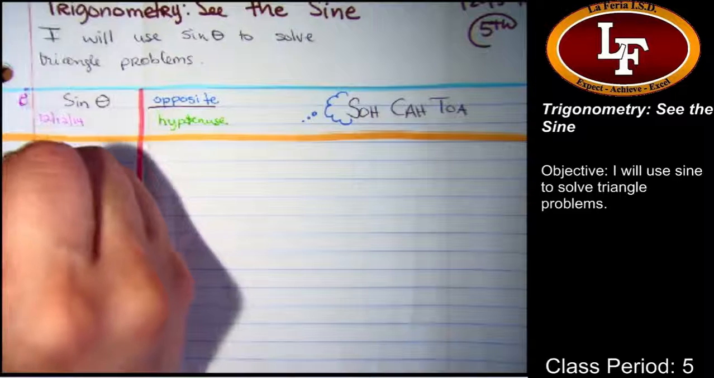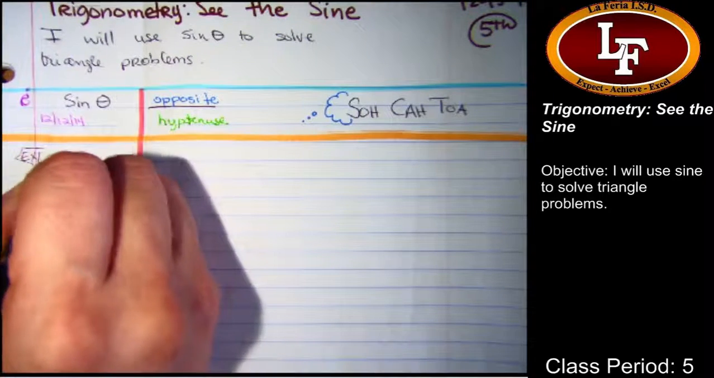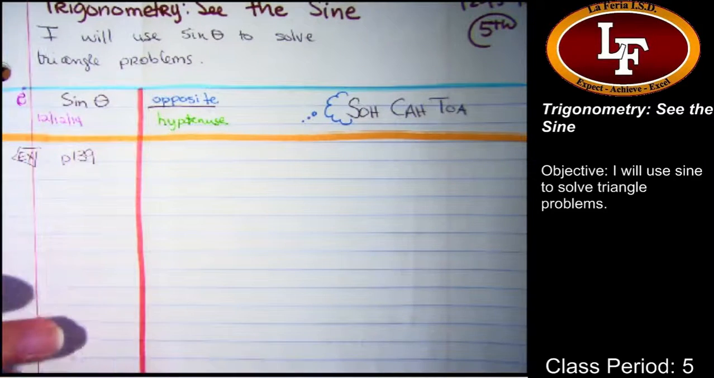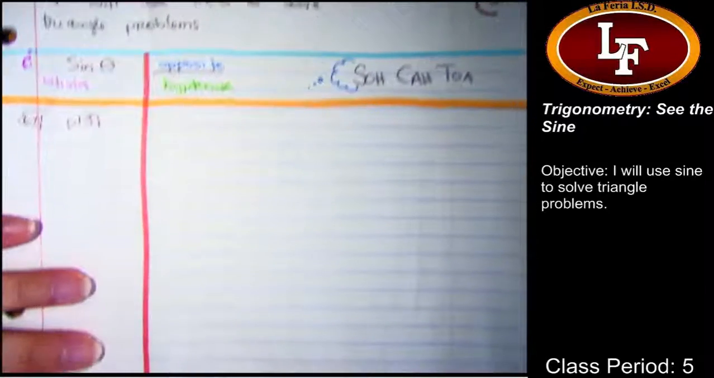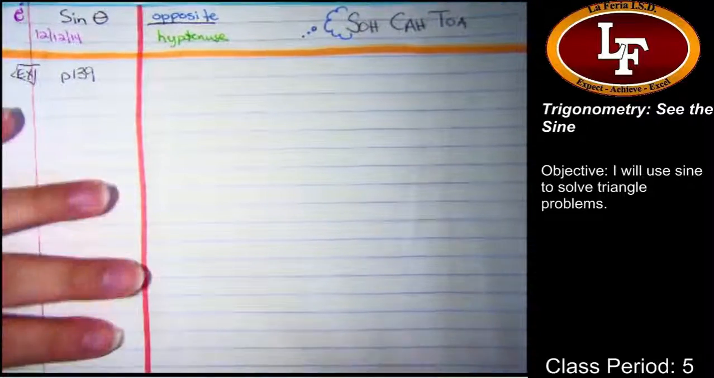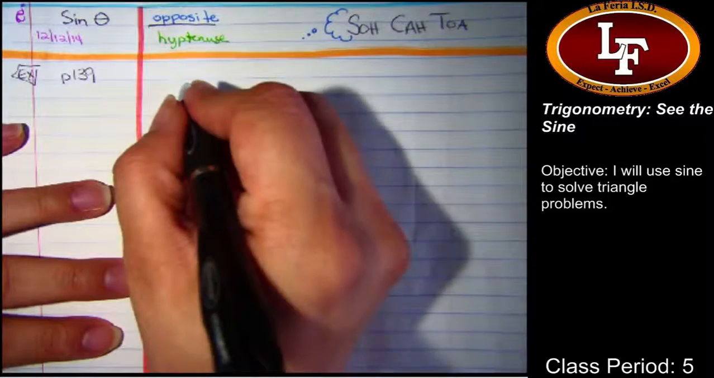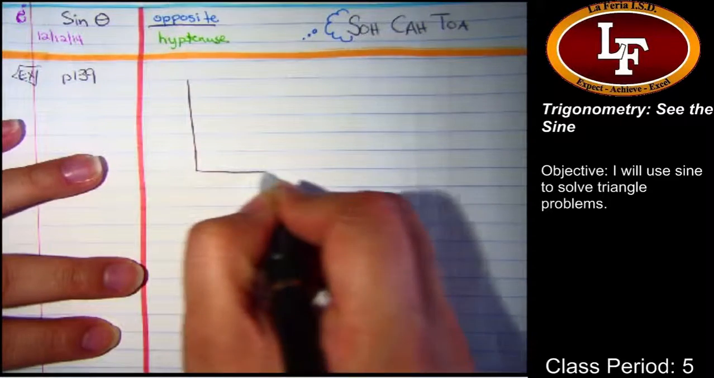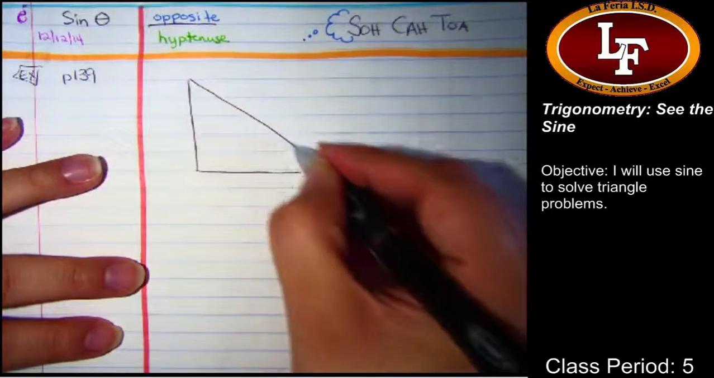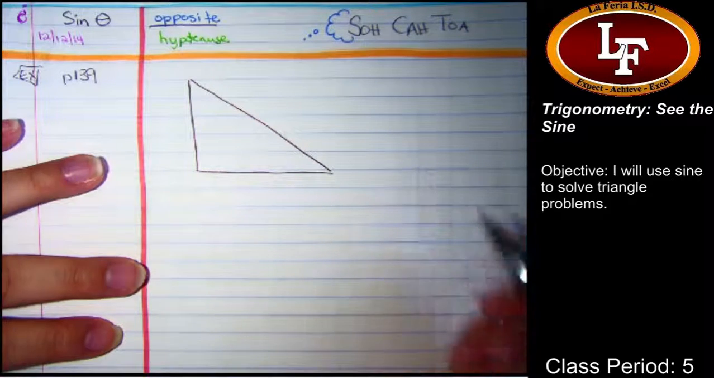First example is going to come to you from your blue book, page 139. It's not any specific question. We're going to make it up, but it's going to be similar to what you see in your blue book. So if you'll please draw for me a right triangle. You can make him pretty big if you want to. Whatever makes you happiest.